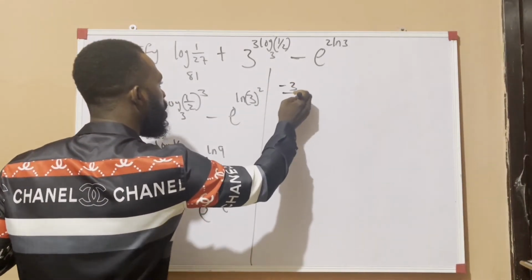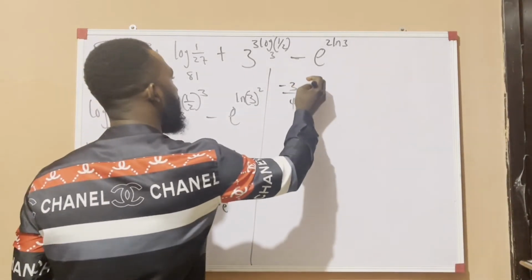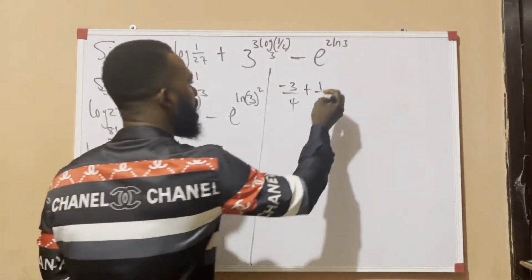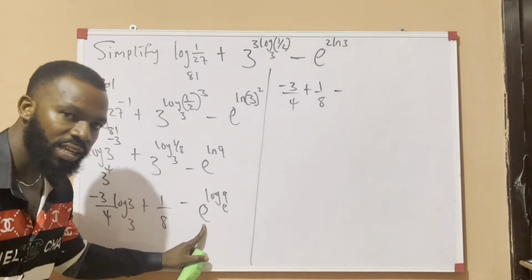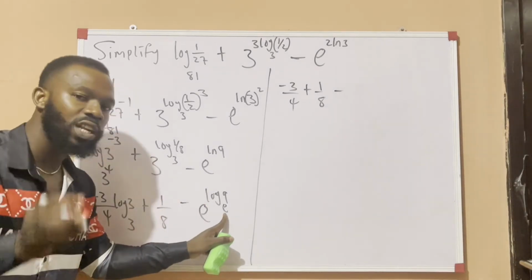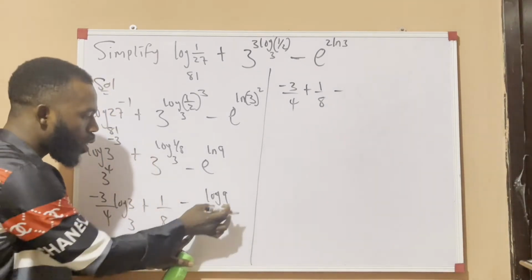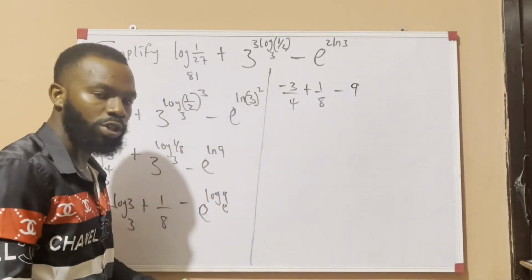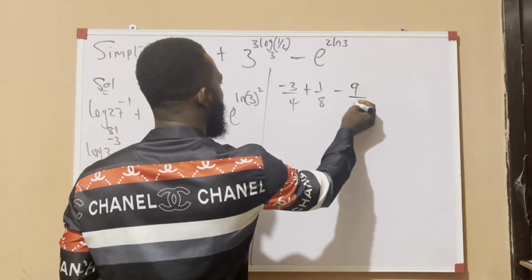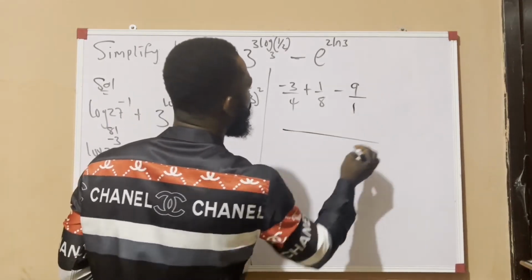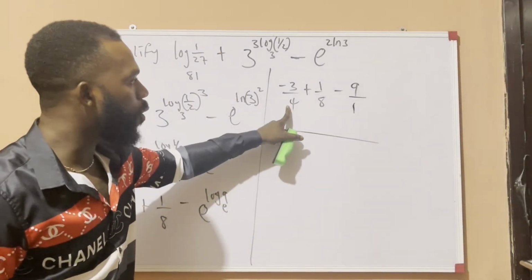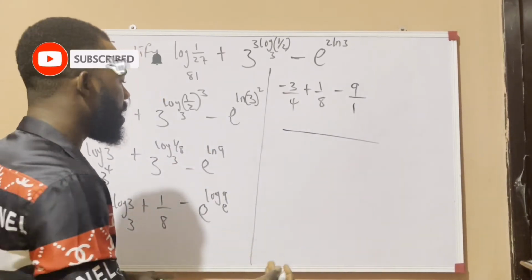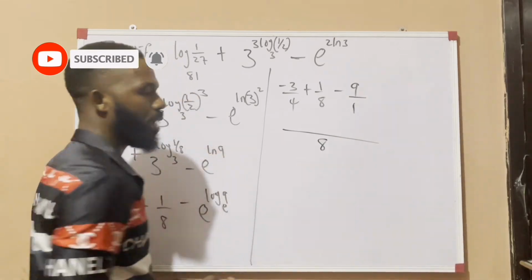Minus 3 all over 4 plus, are we there? 1 all over 8 minus, now again, the base here is e and the base of the log is also e, so they are the same. So what becomes the answer? 9. Minus 9. So what are we going to do? Put the 9 over 1, and we are going to look for the LCM of 4, 8, and 1. Alright. Now the LCM of 4, 8, and 1 will also give us 8.